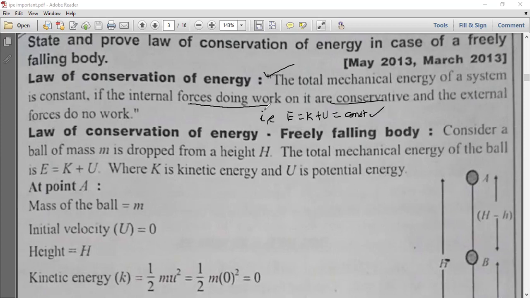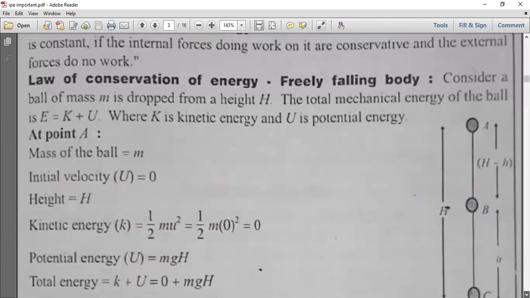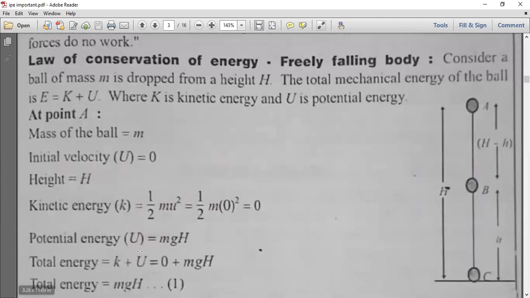Any one statement, either this or energy can neither be created nor destroyed. Okay. Now, the law of conservation of energy in case of a freely falling body. Now you can see here, I am taking this ball. You can see A, B, and C.